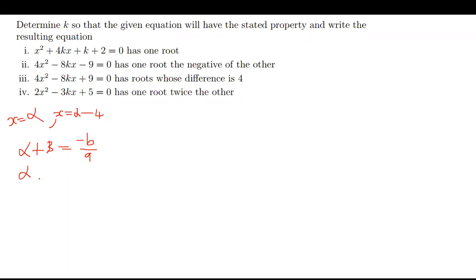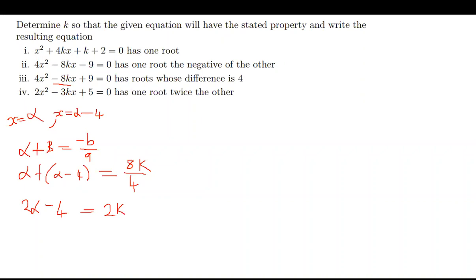So alpha plus alpha minus 4. This one will give us negative b. So negative b, our b here is negative 8k. So when you multiply this negative times this negative, we get just a positive 8k. Then over our a there is 4. So when you add these, you have alpha plus alpha there to be 2 alpha, then minus 4, being equal to 2k, like that.